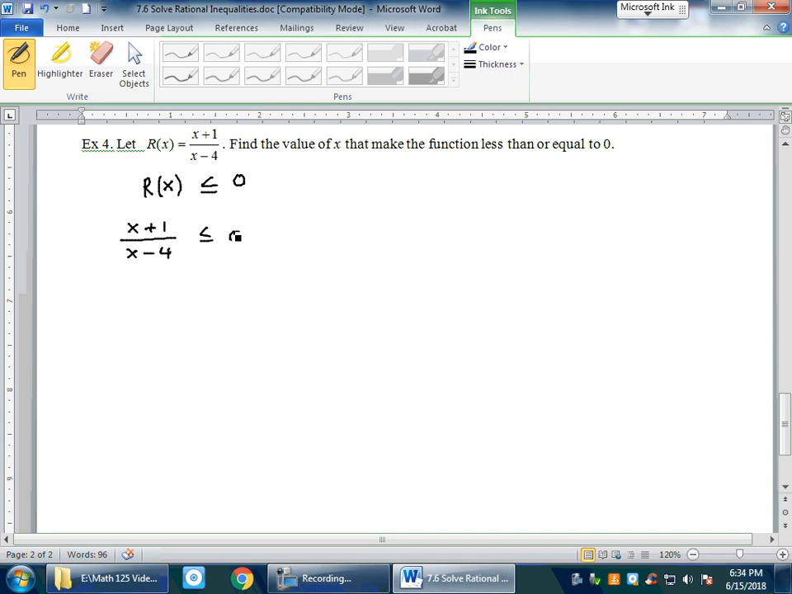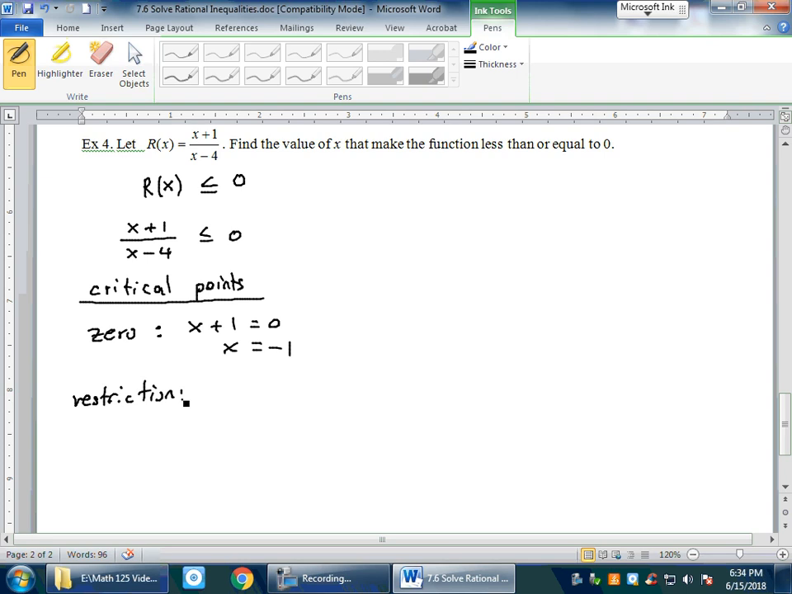So right away, I can find out my critical point. Right? So my critical point contains 0, which is associating with the numerator. So we know that x is negative 1. And restriction, that is associating with the denominator. And we know that it's never equal to 0, so x cannot be equal to 4.